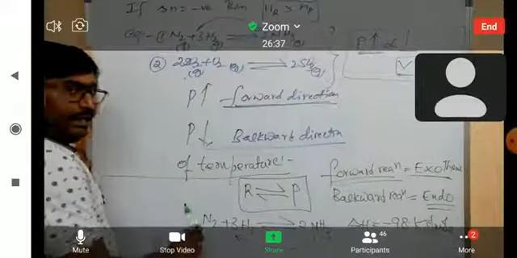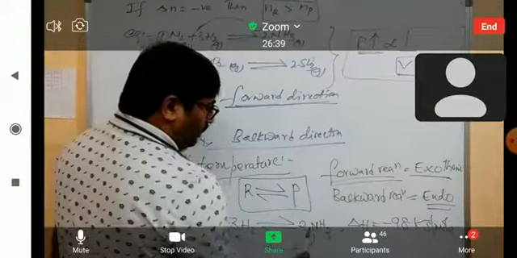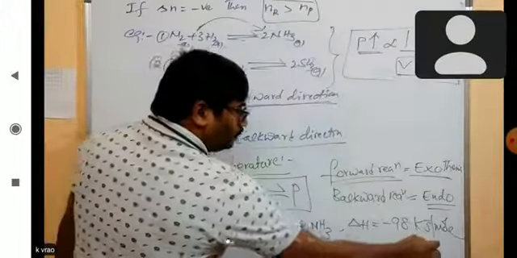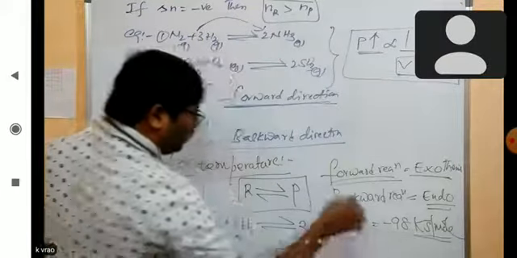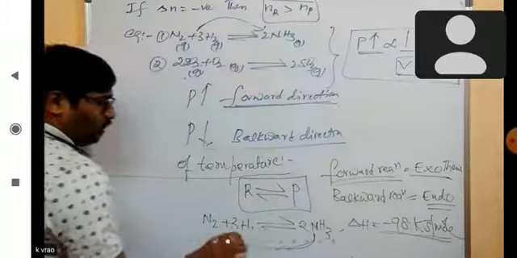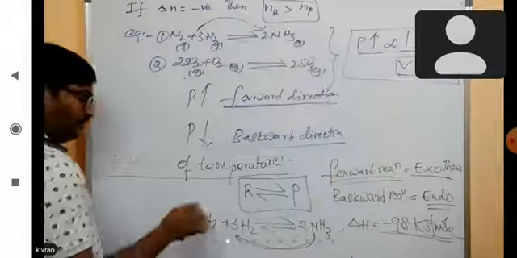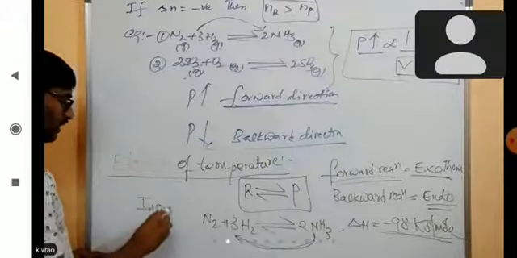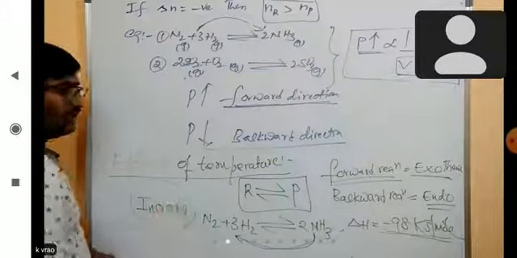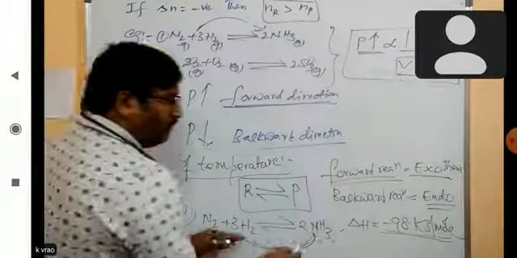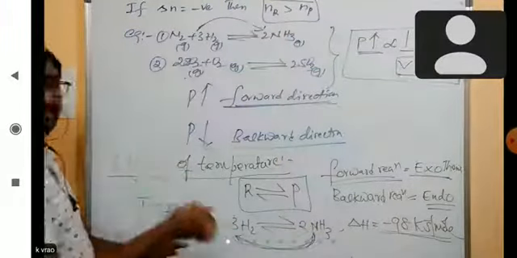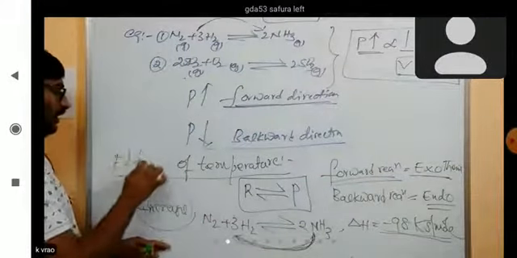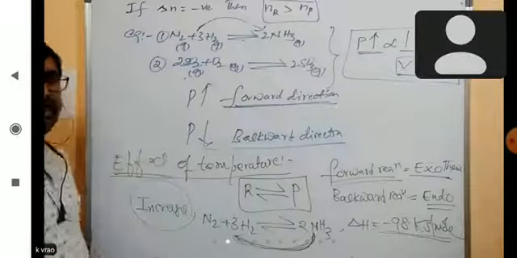Okay. N2 plus 3H2 gives 2NH3. So the forward reaction is an exothermic reaction, and the backward reaction is automatically an endothermic reaction. For this reversible reaction, if I increase the temperature, the equilibrium will shift towards the backward direction, which means it favors the endothermic reaction. So the effect of temperature depends only on the nature of the reaction.